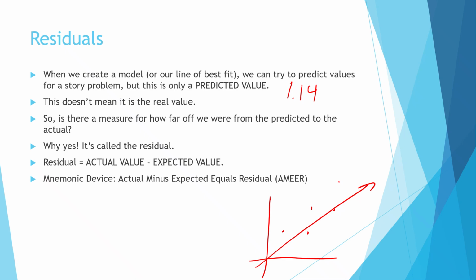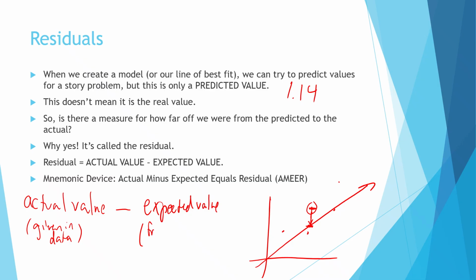And so is there a measure for, let's say, this data point right here, on how far off we were from our predicted value? What is that distance? And that is going to be our residual. That's what we call a residual, which is a measure for how far off we were from the predicted to the actual value. And so the residual is our actual value, usually given in the data or in the story problem, and then minus our expected value.